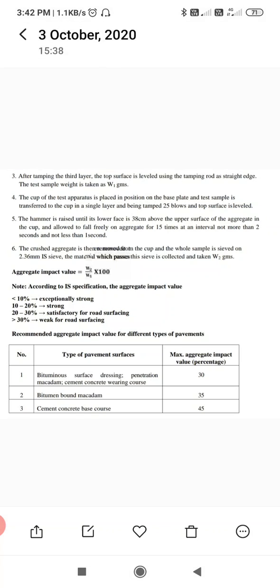The test sample is taken and weighed, say W1 grams. Then you have to weigh the aggregate with the cylinder. The cup of the test apparatus is placed in position on the base plate, and the test sample is transferred to the cup in a single layer and tamped with 25 blows. Now the top surface is leveled.